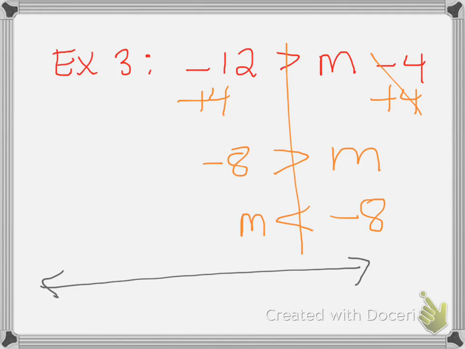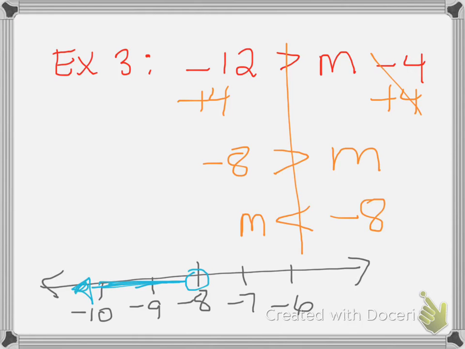So drawing my number line, I'm going to put that negative 8 in the middle. And going down, that means negative 9, negative 10. And going up, I have negative 7, negative 6, and that's good enough. So now I'm going to graph what I see, and it's less than negative 8, so that means open circle. And I want to show everything less than that, so that means going down to the left. So it's going to look like that.